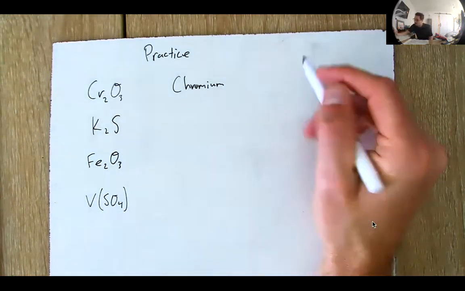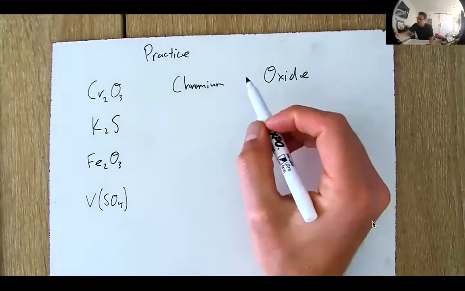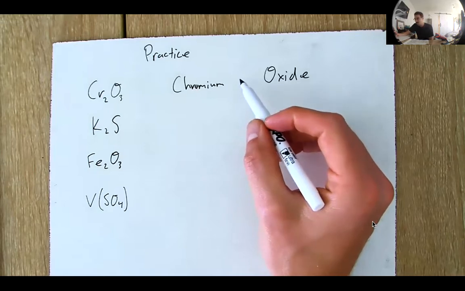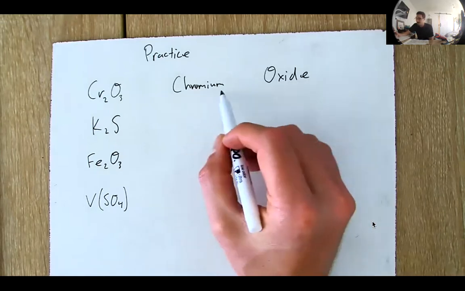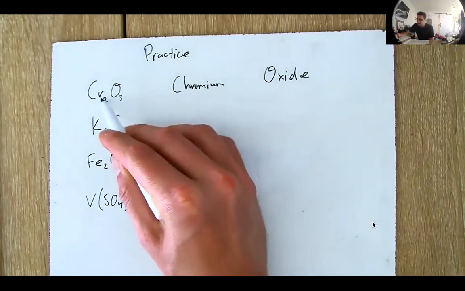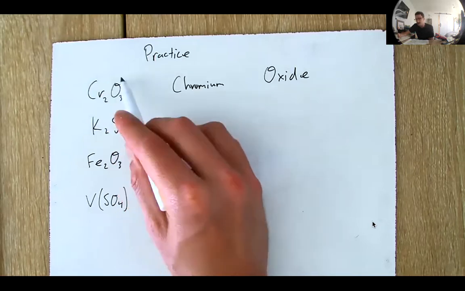Okay, and then we can name the non-metal ending with ide, oxide. So how do we know what the Roman numeral is? Well, the Roman numeral is just the charge on the metal. How do I know what the charge is? This is not the charge. This subscript represents the number of chromium atoms in an ionic compound.